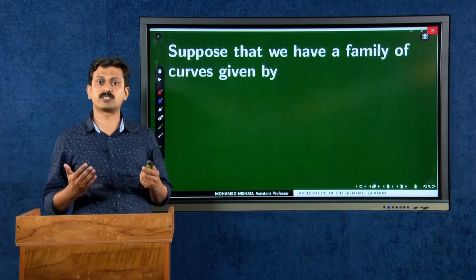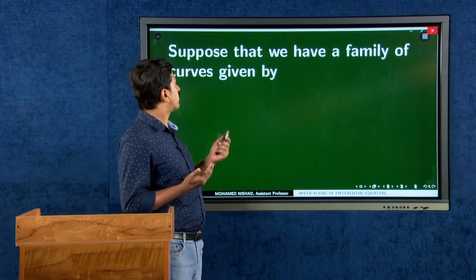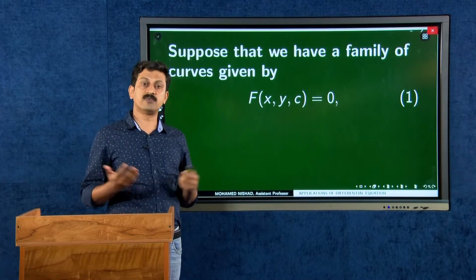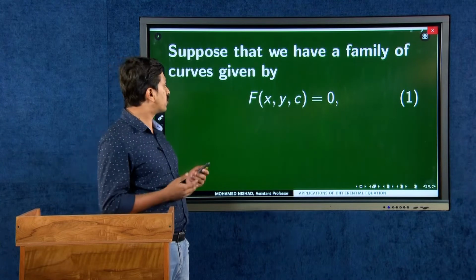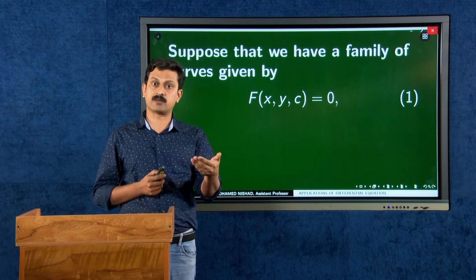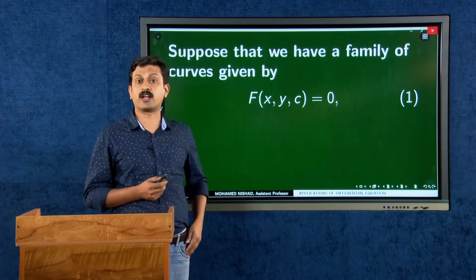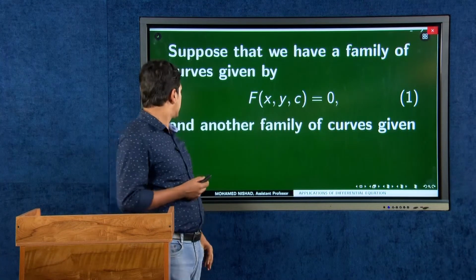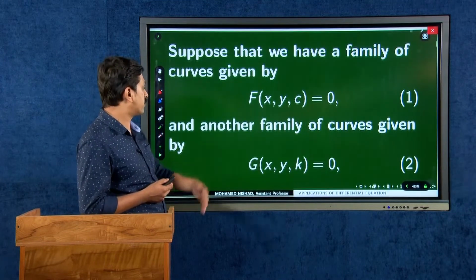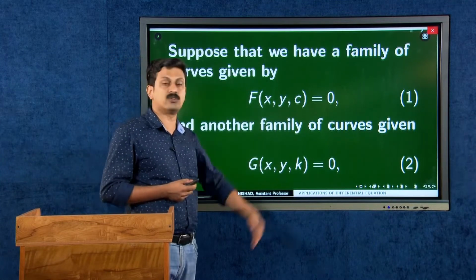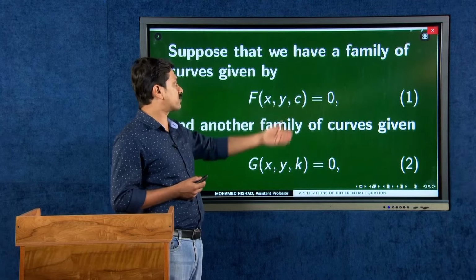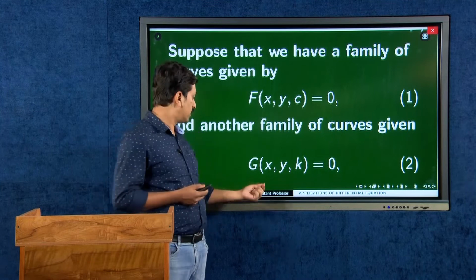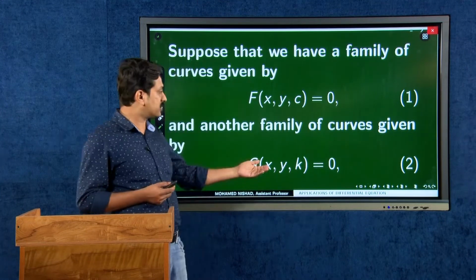We have already discussed the family of curves. Suppose we have a family of curves given by f of x, y, c equal to 0. As we all know, this is a mathematical expression in x, y and an arbitrary constant c, and I take that as equation number 1. We will take another family of curves, g of x, y, k equal to 0, an expression in x, y and k. Here k is also an arbitrary constant.